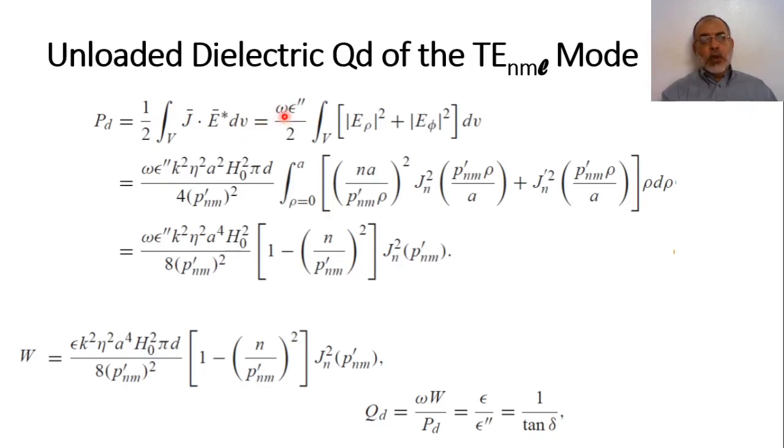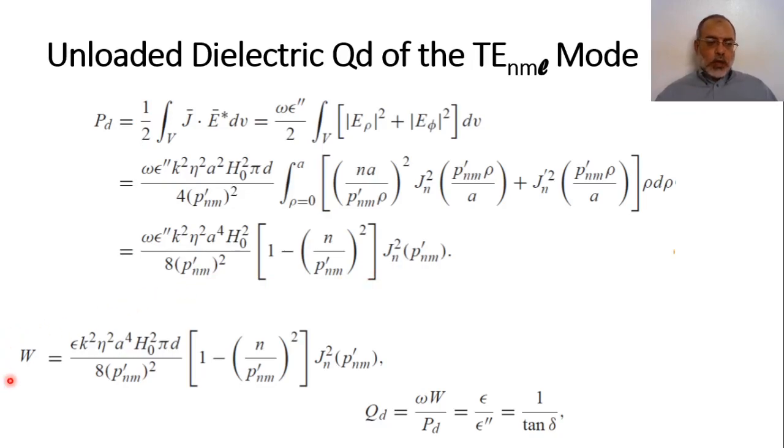And from this we can say that it is omega epsilon double dash over 2 multiplied by the modulus of E squared. The modulus of E squared is actually E rho squared plus E phi squared. And by taking the functions of E rho squared and E phi squared, and taking the volume element rho d rho d phi dz, with limits of integration rho from 0 to a, phi from 0 to 2 pi, and z from 0 to d, we can obtain the dissipated power. Actually, the term related to the integration with rho would include Bessel function and the derivative of Bessel function in this form, which can be obtained by using integration tables in closed form. So in this case we can obtain the dissipated power due to the dielectric loss in closed form in this form.